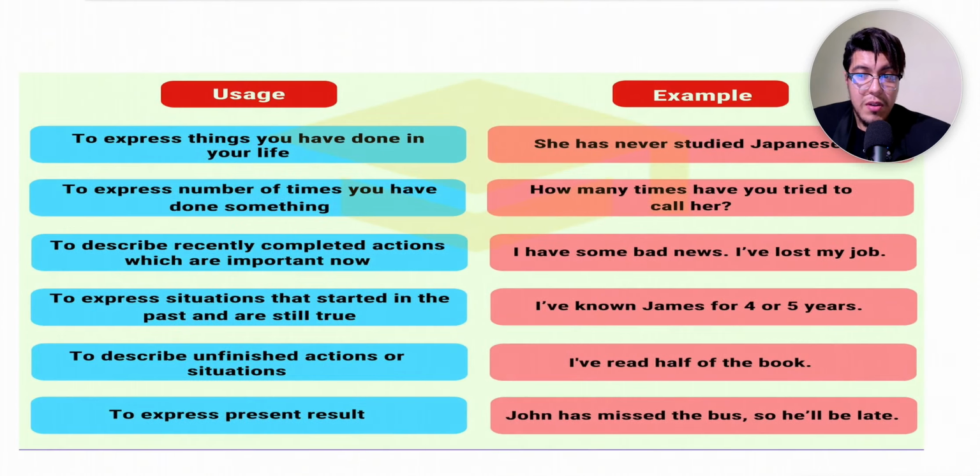We use the present perfect, my dear friends, to express things you have done in your life, to express the number of times you have done something, to describe recently completed actions which are important now, to express situations that started in the past and are still happening, to describe unfinished actions or situations, and to express present results. And these are some examples of each situation in front of you.